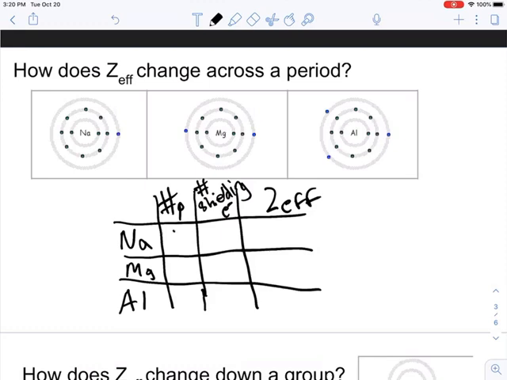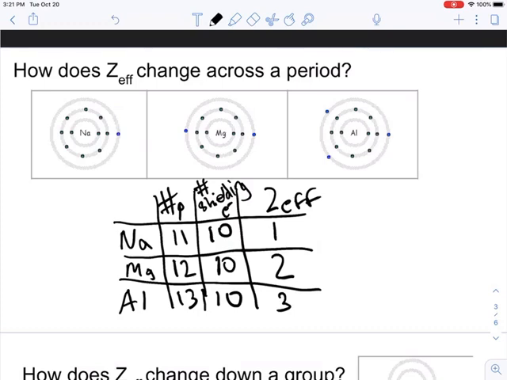For sodium, it has 11 protons. We can again see that it has 10 shielding electrons from its Bohr diagram, so it has an effective nuclear charge of 1, just like we calculated already. Magnesium is 1 to the right of sodium on the periodic table. It has 12 protons, but its 12th electron is still in energy level 3, so we haven't added any shielding electrons. So magnesium also has 10 shielding electrons and an effective nuclear charge of 2. Whereas aluminum, we've gained 1 more proton. So aluminum has 13 protons. We still have 10 shielding electrons, and our effective nuclear charge goes up to 3, 13 minus 10.